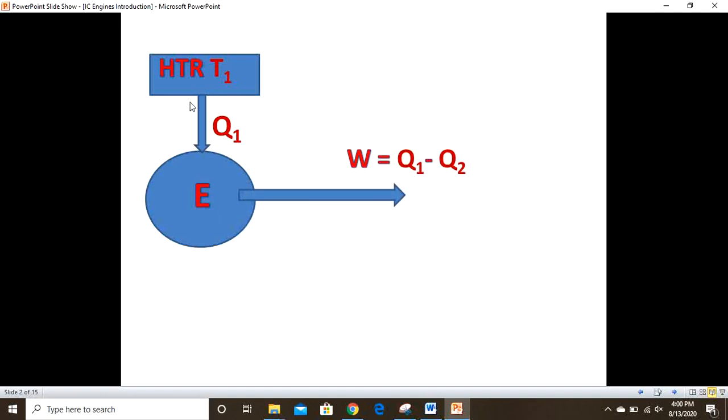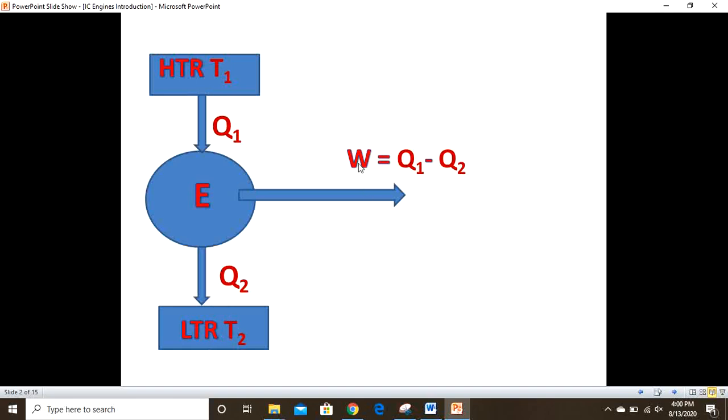An engine absorbs heat energy from the high temperature reservoir, which is maintained at temperature T1. It absorbs Q1 amount of heat energy, and then it will do some amount of work, equal to Q1 minus Q2, and then it will leave some amount of heat energy to the low temperature reservoir. The engine is maintained between the high temperature reservoir and the low temperature reservoir, and heat will be rejected at the rate Q2, at the temperature T2.